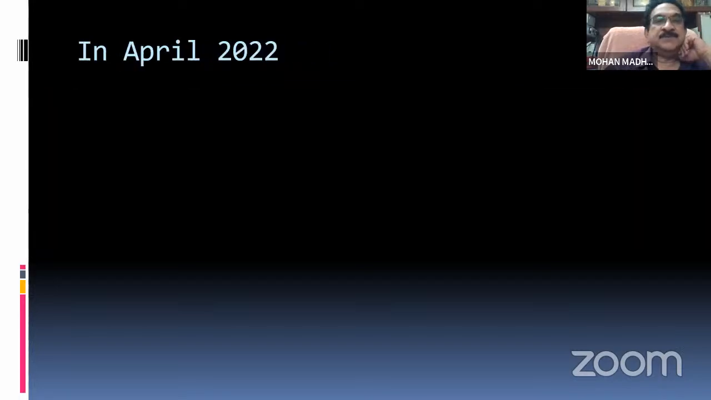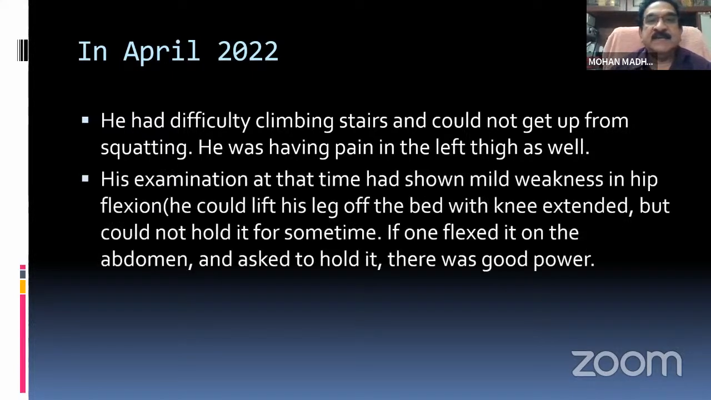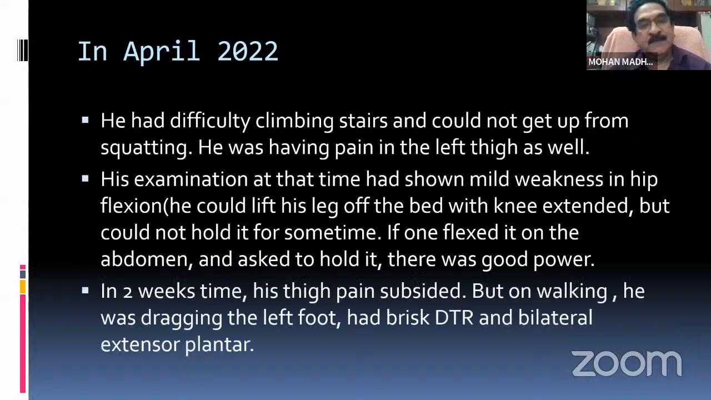In April 2022, he had difficulty in climbing stairs and could not get up from squatting, suggesting a proximal muscle weakness. And he was having pain in the left thigh as well. His examination at that time showed mild weakness in the left hip flexion. That is, he could lift his leg off the bed with the knee extended, but could not hold it for some time. It used to come down. When he flexed it on the abdomen and was asked to hold it, there was good power. In 2 weeks' time, his thigh pain subsided. But on walking, he was dragging his left foot, with brisk DTR and bilateral extensor plantars.